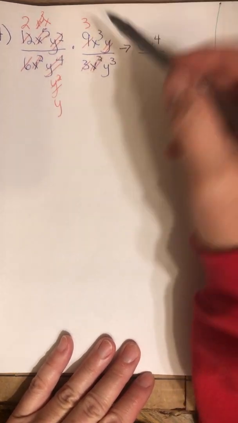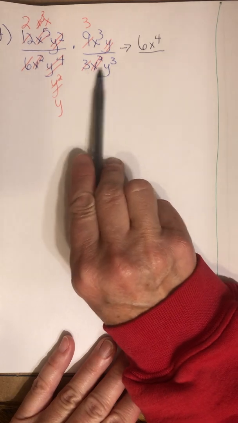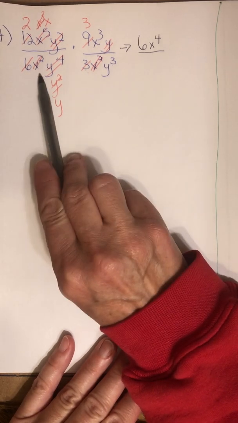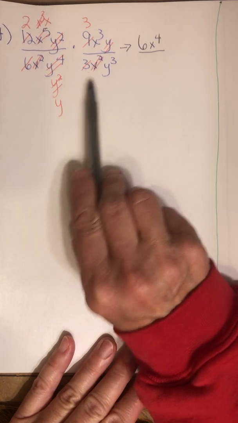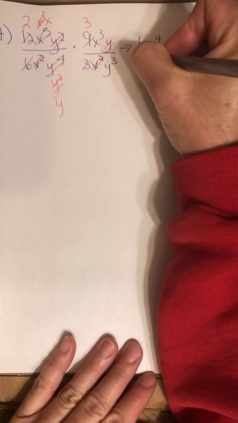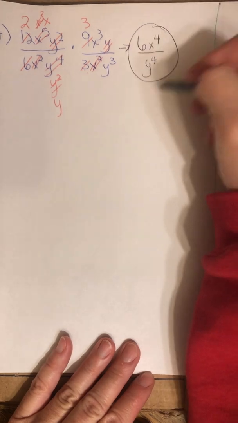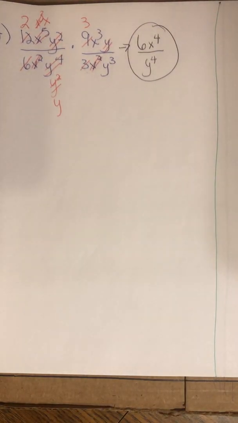Let's see. Any numbers? Any constants? No. Any x's? No. Y's? I have 1 here, 3 here for y to the 4th. Now, if I got done and found I had some more canceling I could have done, that would be okay.